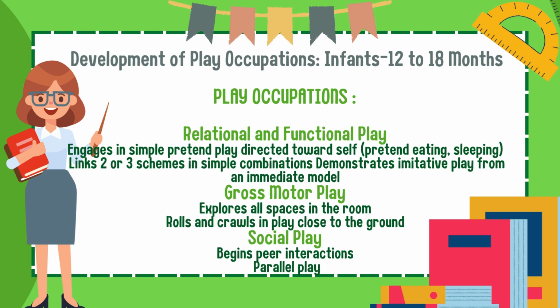And for gross motor play, they explore space in the room, where they can go everywhere to explore the room or the environment, and they roll and crawl in play close to the ground, learning to use their senses to play with their gross motor. About social play, it begins with peer interactions, where they can sit beside other kids. That means parallel play at this stage, where kids sit near others while playing.